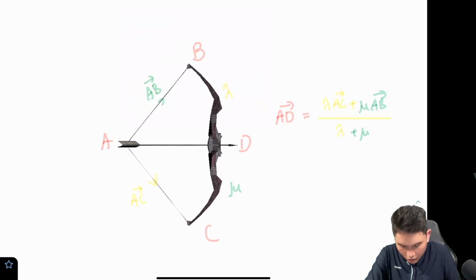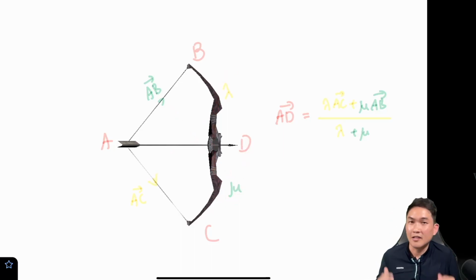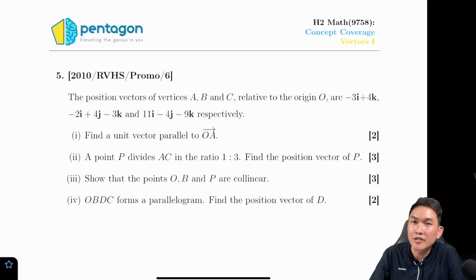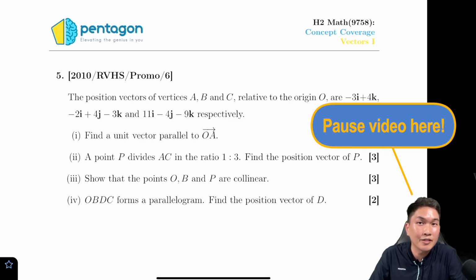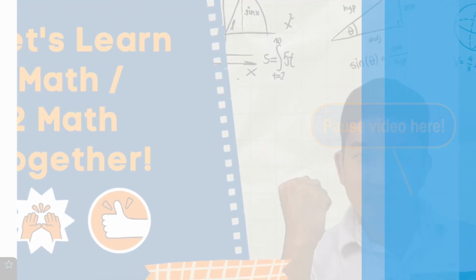Okay, so remember there's a cross multiplication going on: lambda times AC, mu times AB, divided by the total, lambda plus mu. Now let's look at a practice question to reinforce all these concepts. Take some time to read this question. It's even better if you can take out a piece of paper and pencil and work through this before you look at the solutions. Welcome back.